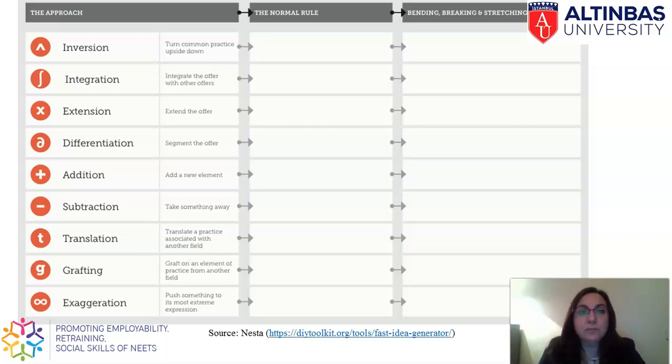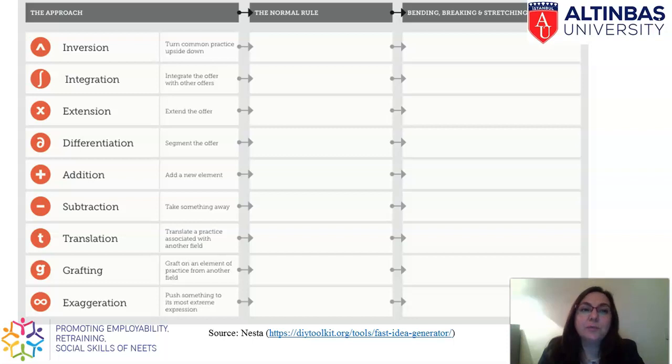In the extension approach, you have to extend the offer. Like, for instance, you are providing education in a school. You can say, normally the school is during the day, but what if I can serve you extra courses in the weekends as well? Okay, so this is extending the offer.